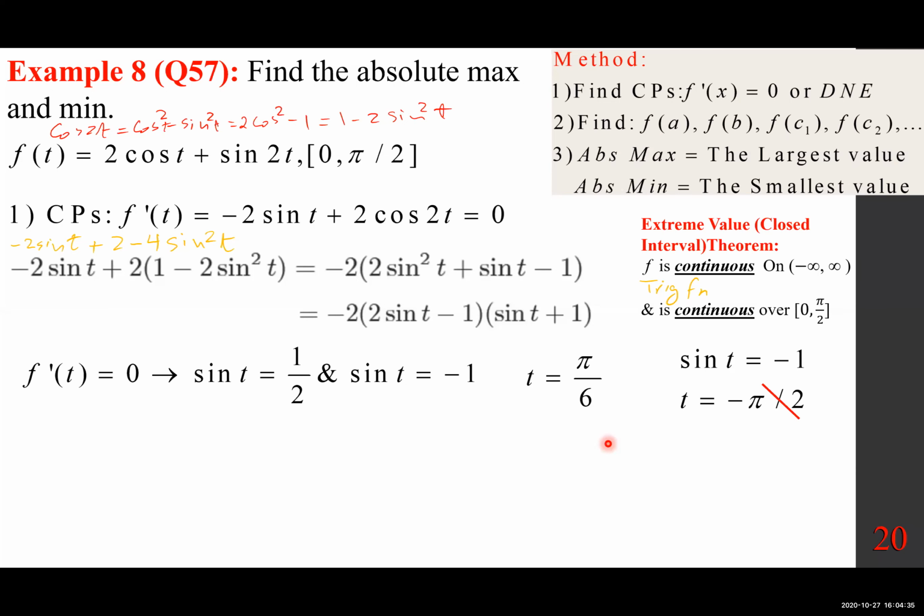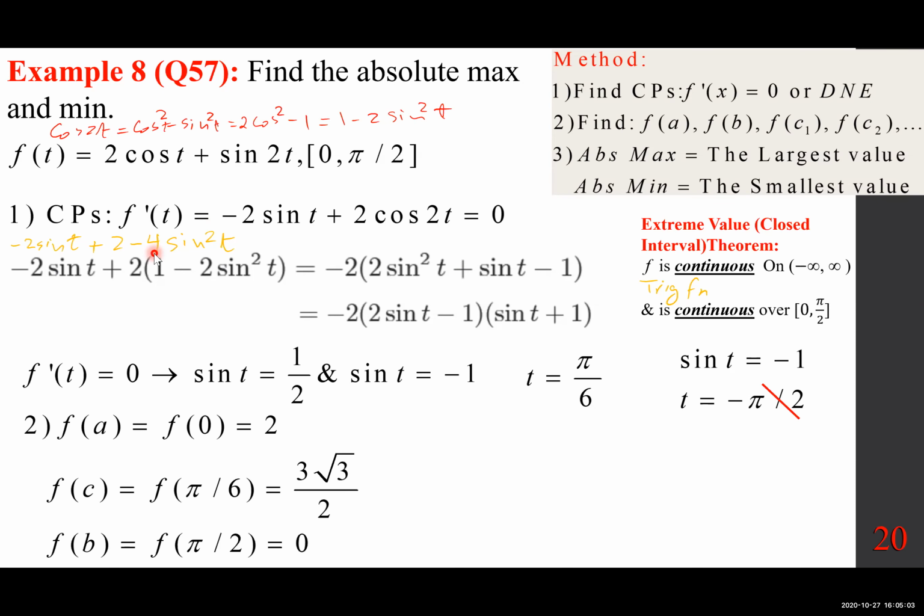All right, class. Let's quickly recap. We are solving for t when sine t equals 1/2, we get pi over 6. When sine t is -1, we get negative pi over 2, which is not within the given domain. So now we plug in 0, we plug in pi over 2, we plug in pi over 6. I'm assuming everybody can do the math here.